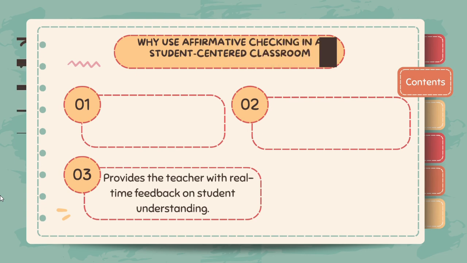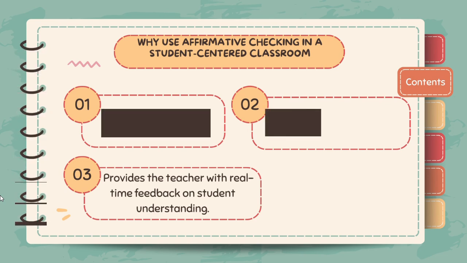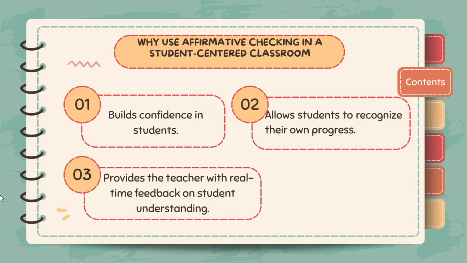Now that we have defined what is affirmative checking, let's see why use affirmative checking in a student-centered classroom. First, because it builds confidence in students. Affirmative checking builds students' confidence by giving them positive feedback when they answer correctly or try their best. It shows them they're on the right track, making them feel more capable and encouraging them to keep participating and learning. This boosts their self-belief and motivation over time.